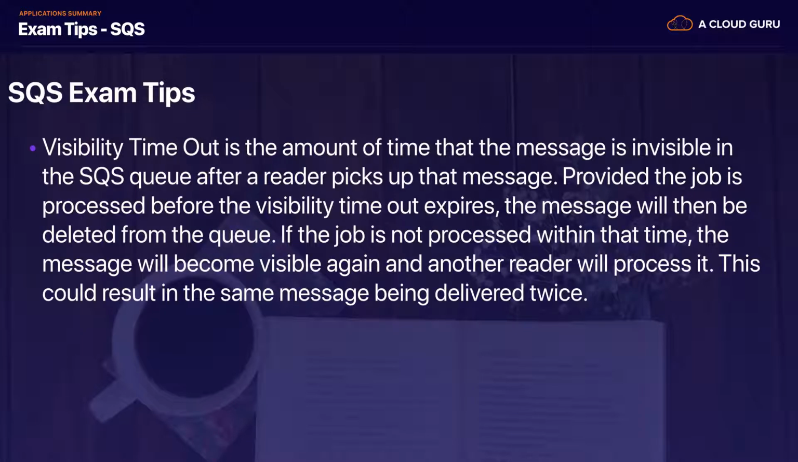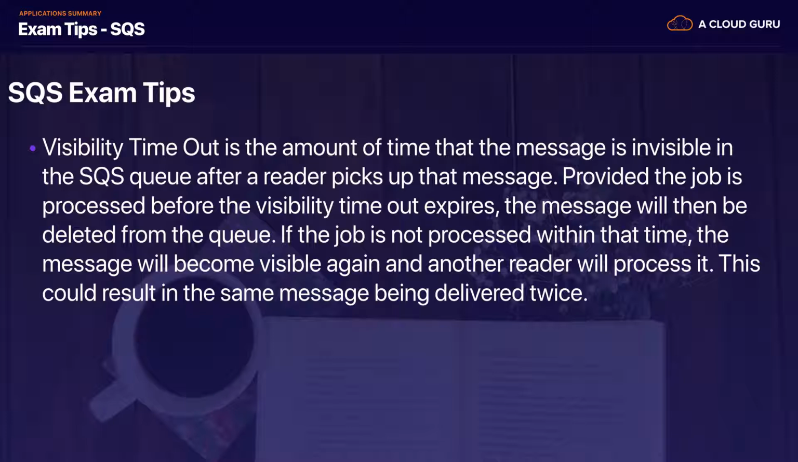Also remember the visibility timeout. This is the amount of time that the message is invisible in the SQS queue after a reader picks up that message. Provided the job is processed before the visibility timeout expires, the message will then be deleted from the queue. If the job is not processed within that time, the message will become visible again and another reader will process it. This could result in the same message being delivered twice.